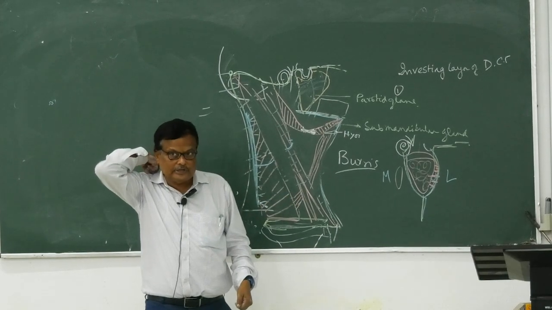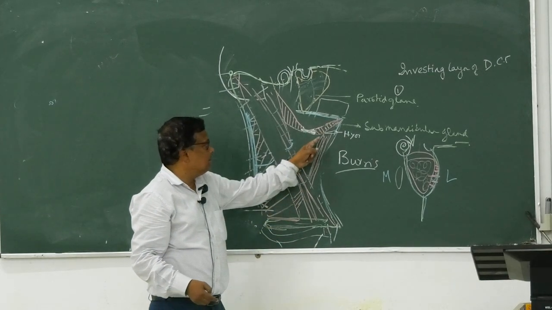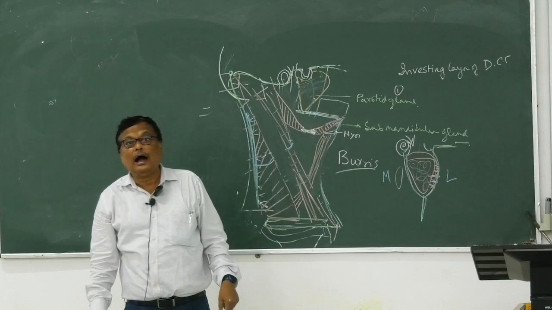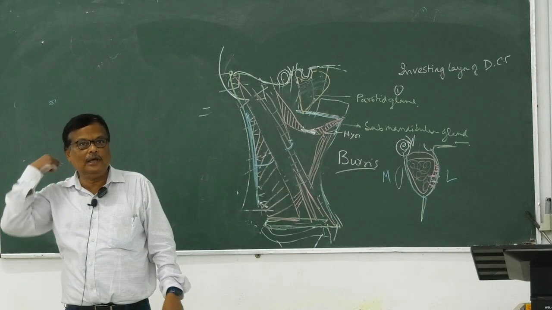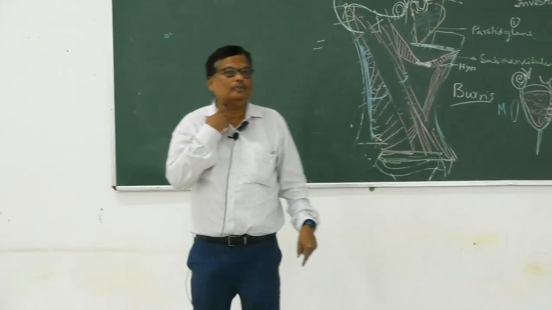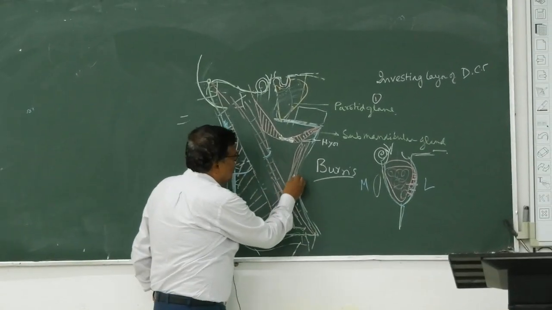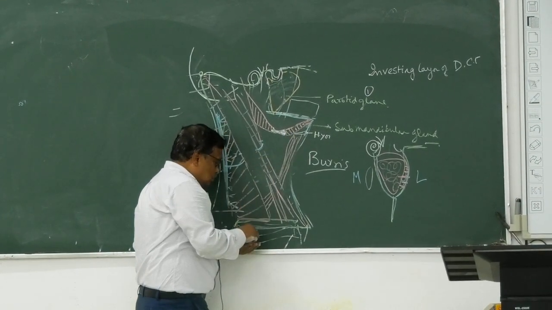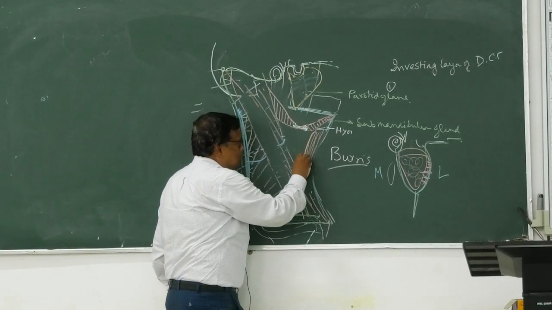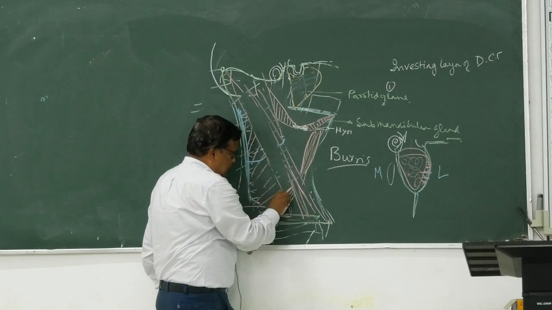Similarly, the omohyoid muscle takes origin from the scapula, goes up and ultimately attaches to the hyoid bone. Omo means shoulder, hyoid means hyoid bone, so we call it the omohyoid muscle. It has two bellies, one superior belly and one inferior belly.